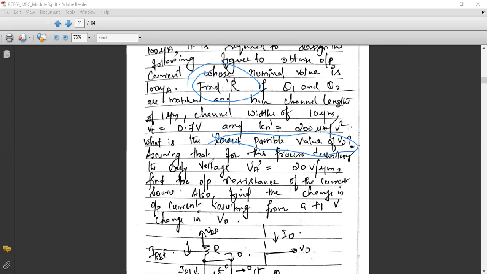The third parameter you need to find out is the output resistance of the current source. And the fourth parameter you need to find out is the change in the output current corresponding to a +1 volt change in the output voltage. So corresponding to a positive 1 volt change in the output, how is it going to change the output current? Because I told you the output current is also variable with respect to output voltage. So if by any chance the output voltage changes, correspondingly your output current is also going to change. That change we need to find out. And the circuit is given in the question.